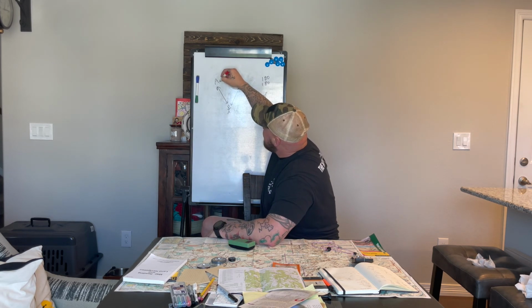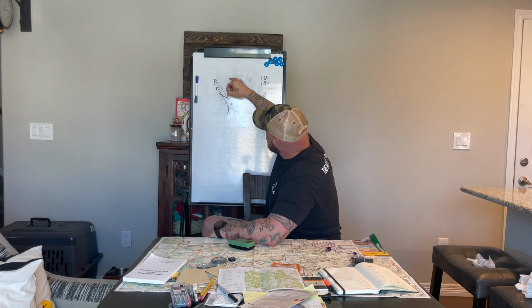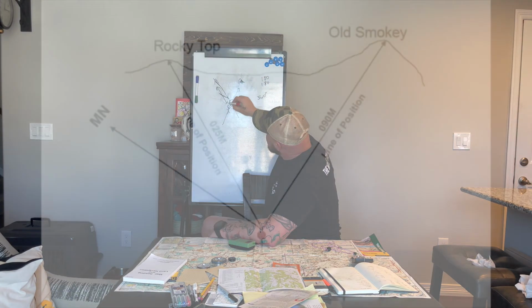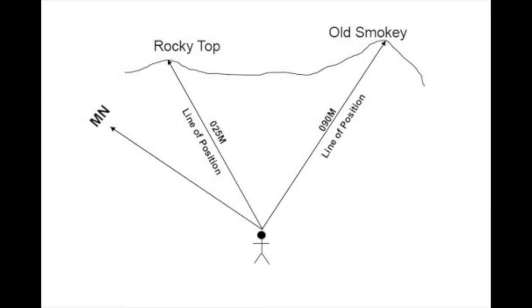From here, once you get a back azimuth, you go on your map, you find this, and you use this back azimuth, right? You look at your map, you use the back azimuth, and you draw a line. Use the back azimuth, you draw a line. Wherever those lines intersect, that is where you are. That is called a resection.